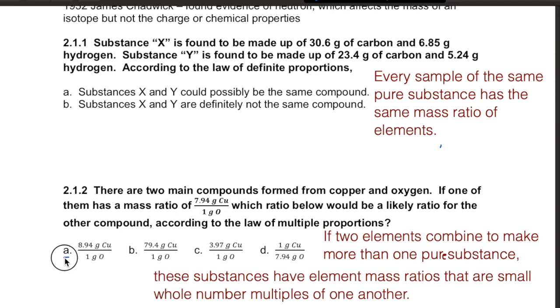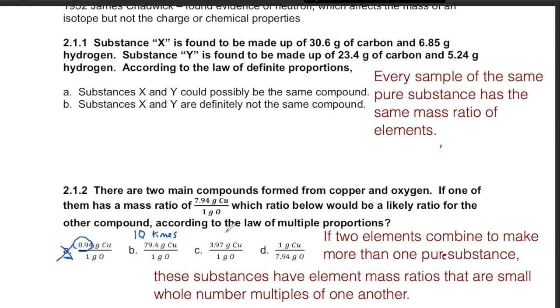So if we look at A, the ratio A, 8.94, is not a small whole number multiple of 7.94. These do not multiply. This one is not double that one, nor is it double this one, nor are they 3 times one another. So this is not a small whole number multiple of 7.94. 79.4 is a multiple, but it's not that small. It's 10 times as big. So let's keep that in mind and keep going here.